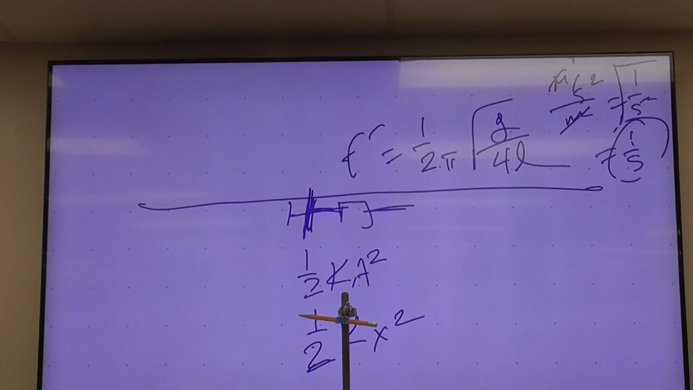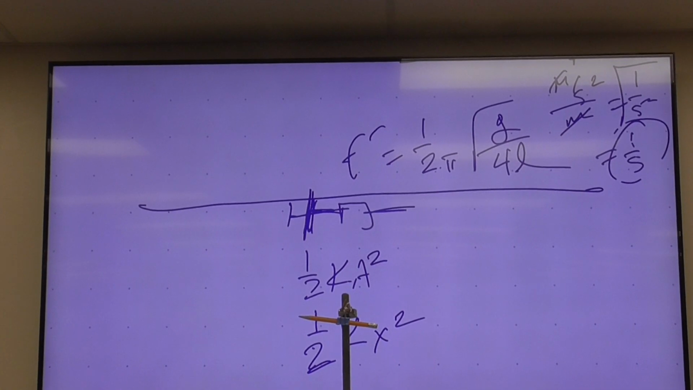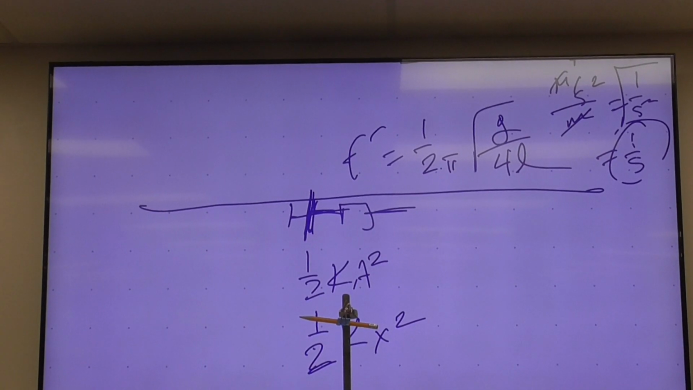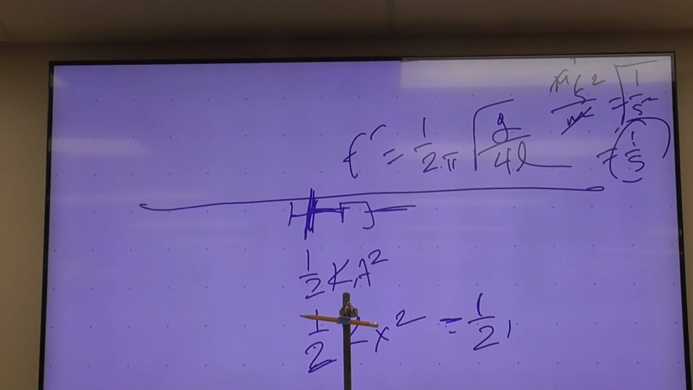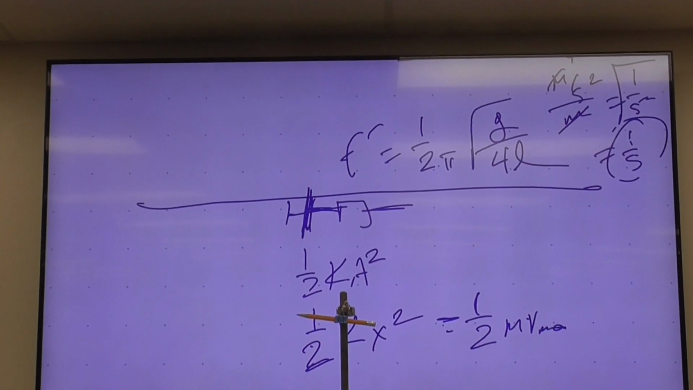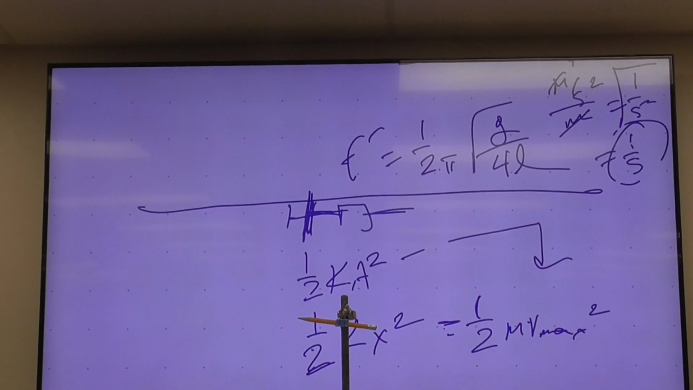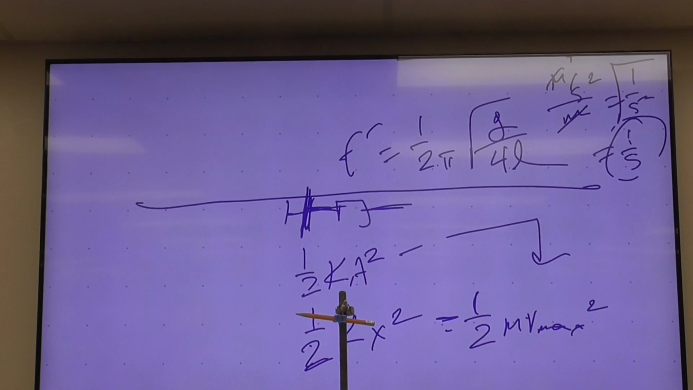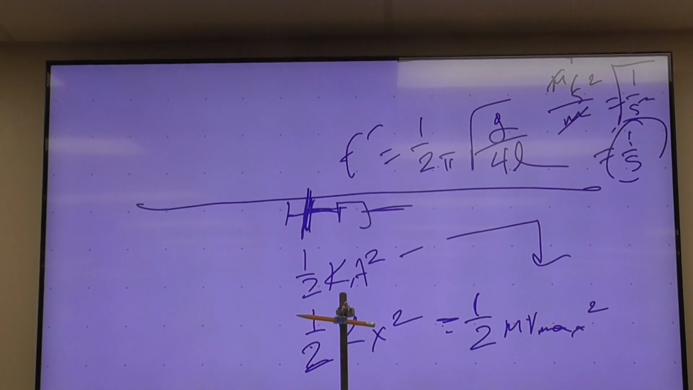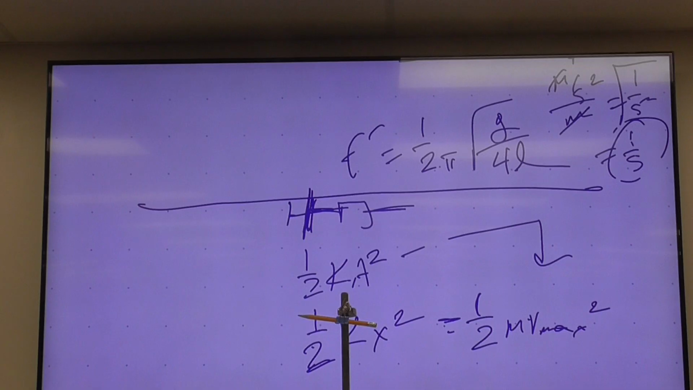Now, when is it going to have its maximum velocity? Yeah, the center. If you're at the center, what's the value of your amplitude? So that has to equal your kinetic energy, which is 1/2 m v max squared. So if you ever know what the amplitude is, you can figure out what your maximum velocity is by setting those two values equal to each other. Okay?